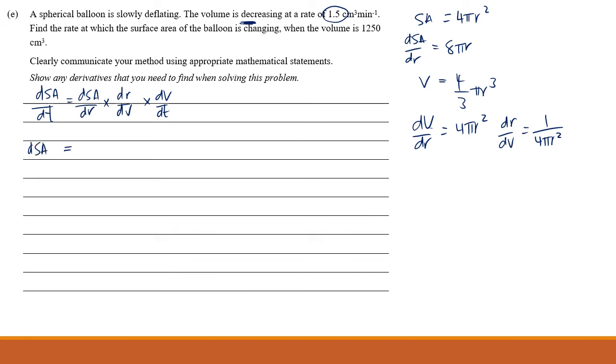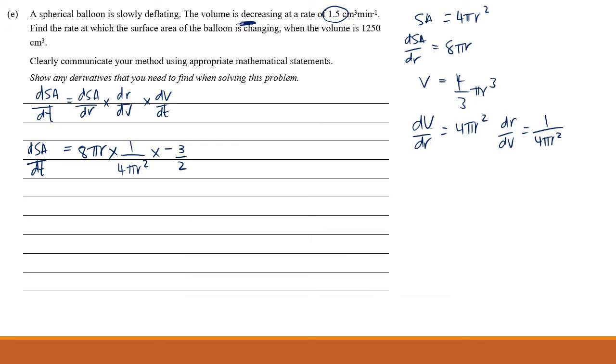So dSA over dt, the rate at which the surface area is decreasing with respect to time. dSA over dr, the rate at which it's changing with respect to the radius, which is 8 pi r. Multiply that by the reciprocal ratio, how fast the radius is changing with respect to the volume, which is 1 over 4 pi r squared. Times that by the rate at which the volume is changing with respect to time, which is negative 1.5. I'm going to write that because I'm going to find it easy later on.